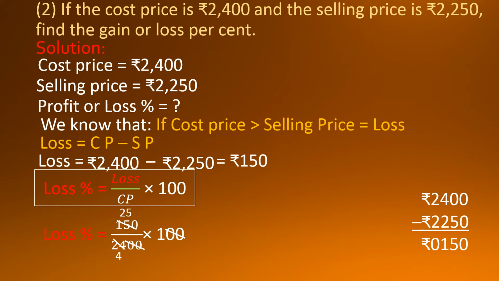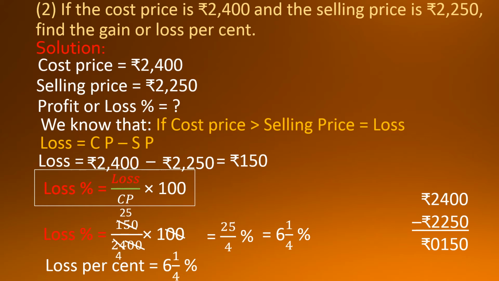Now it cannot be further divisible. So we get 25 upon 4 percentage. But 25 upon 4 is an improper fraction. So let's convert them into mixed number. So divide 25 by 4. We get 6 1 upon 4 percentage. So loss percentage is equal to 6 1 upon 4 percentage.